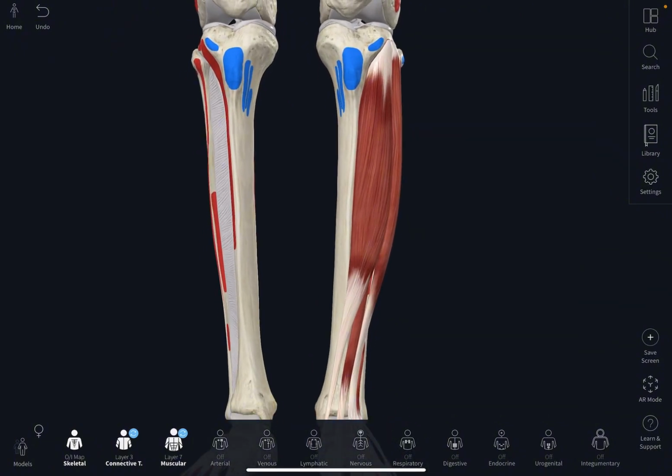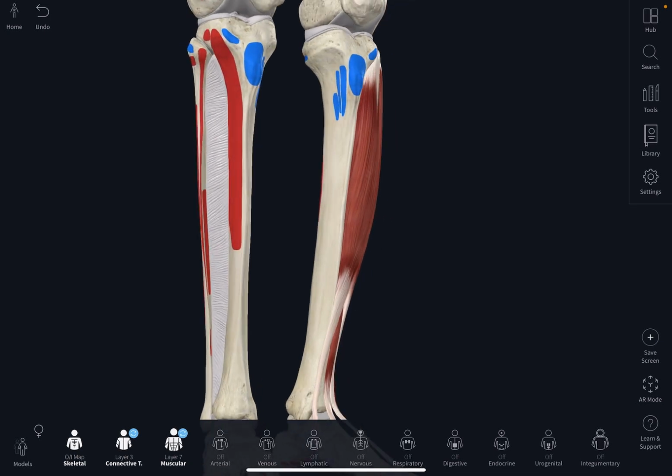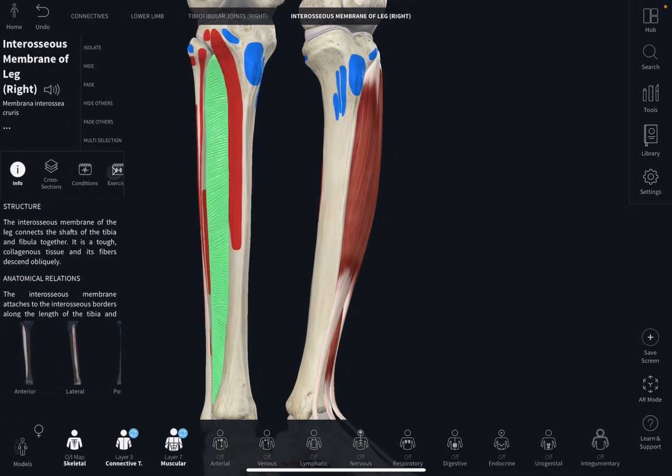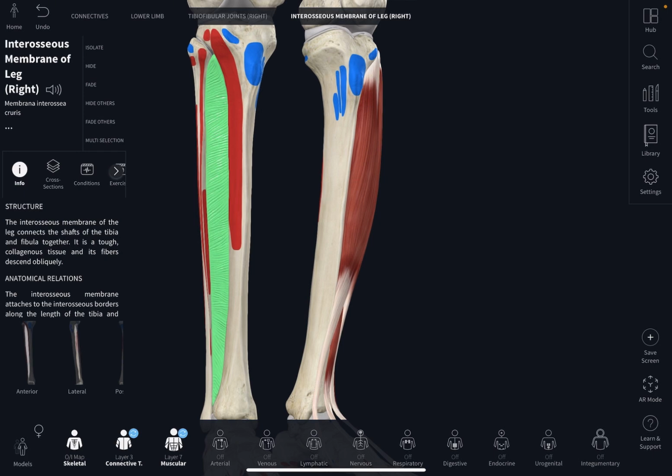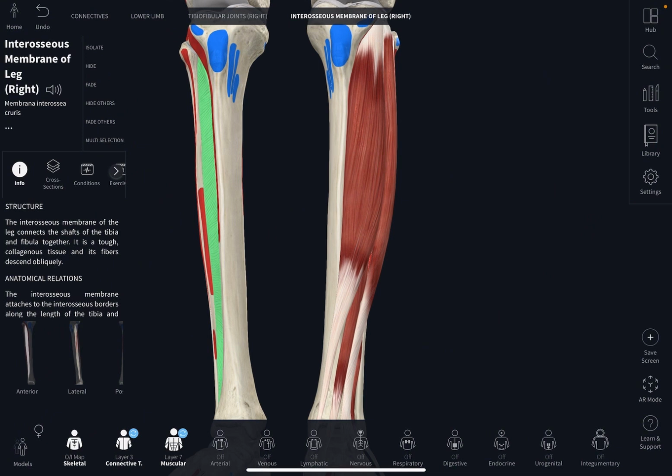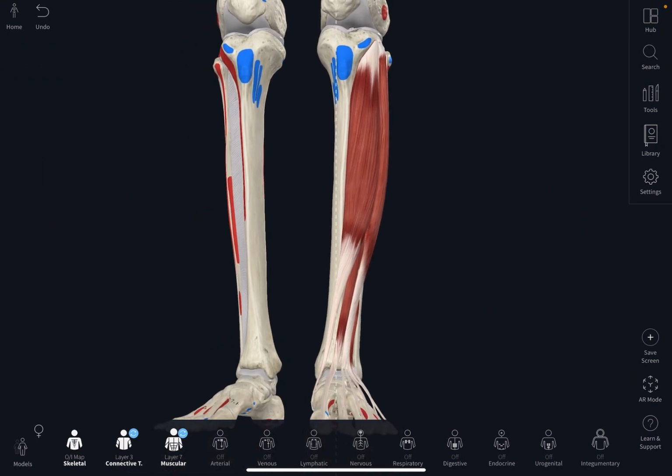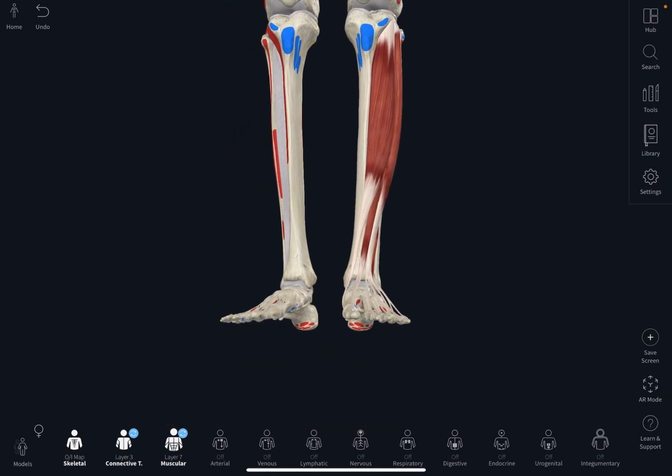The anterior compartment is going to be anterior to the interosseous membrane, or for our international students in the UK, the interosseous membrane. And their function is going to be dorsiflexion of the ankle, extension of the toe, and depending on the muscle, inversion or eversion.